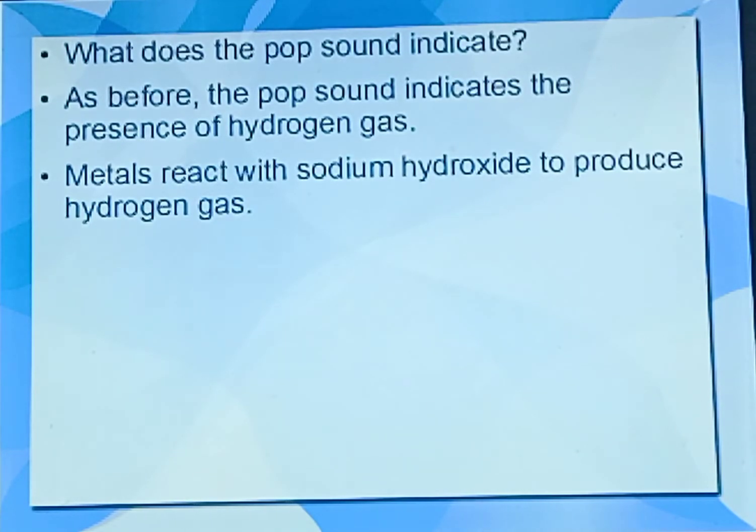You have seen the pop sound. What does the pop sound indicate? The answer is, as before, the pop sound indicates the presence of hydrogen gas. Yes. And metals react with sodium hydroxide to produce hydrogen gas.